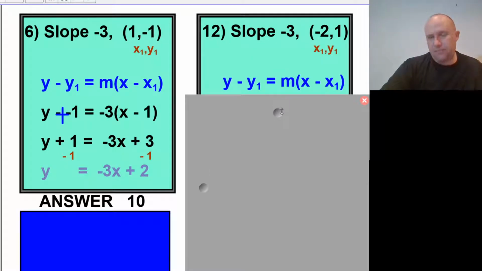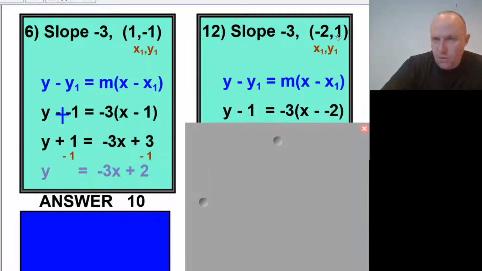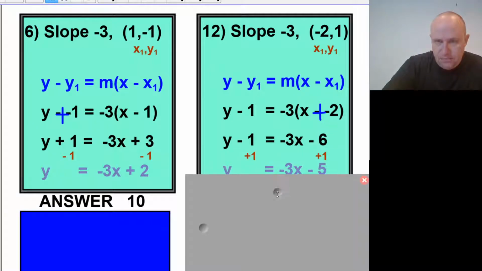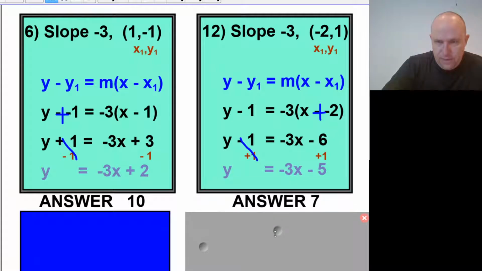For the other question, as we substitute in, y1 is 1, so we just put that there. x1 is -2. I can see here I have the two negatives together, so that's actually going to give me a positive. As I go ahead and distribute here, -3 times +2 is -6. And then move the -1 to the other side, add 1 to both sides. I've not really been cancelling here, but I hope you realise that's why we're doing the opposite. -6 add 1 is -5, and that should match up with answer 7.